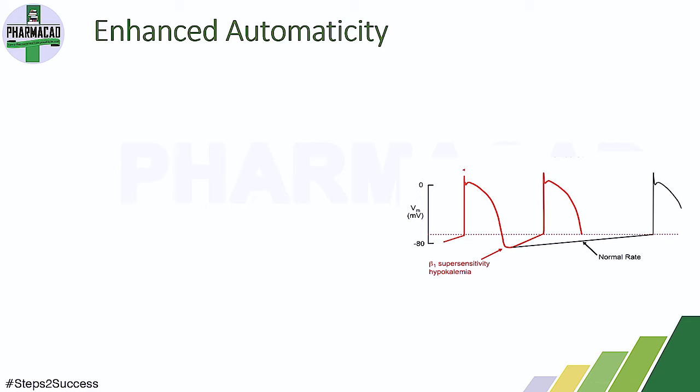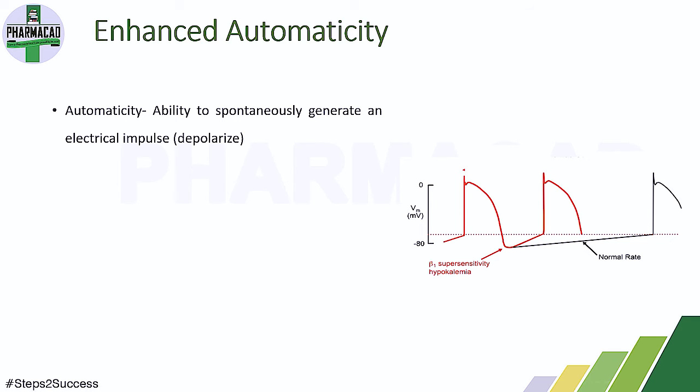First thing, what is automaticity? It is the ability to spontaneously generate an electrical impulse, that is depolarization. The impulse of depolarization or contraction that is generated automatically in the heart is called automaticity.